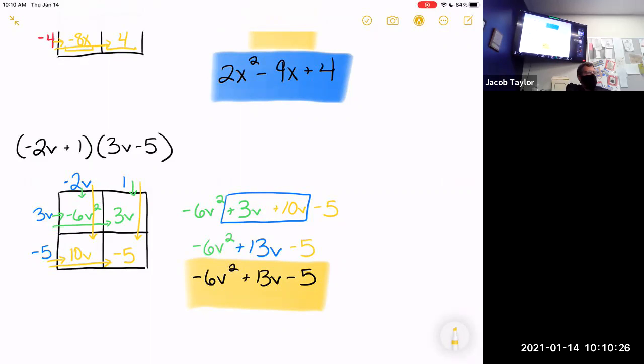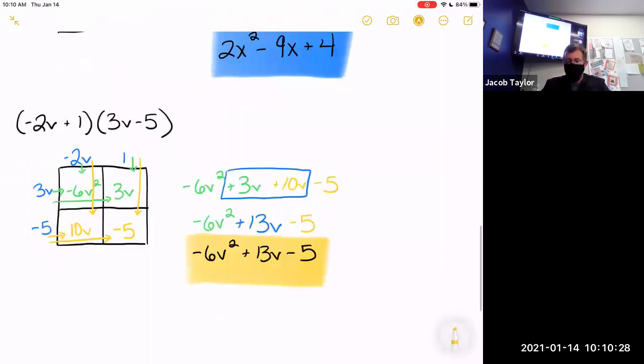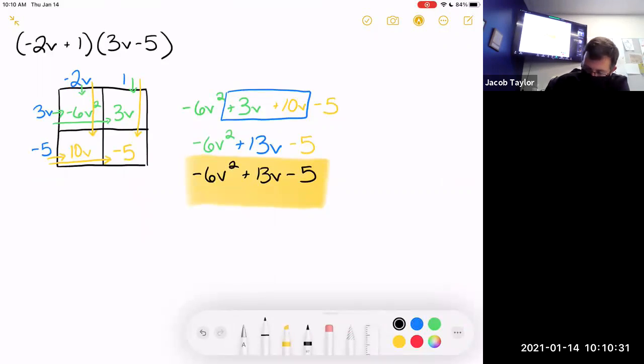Now, I need to show you one more thing. We're not going to do the whole problem, but I need to show you a problem that can look a little weird.